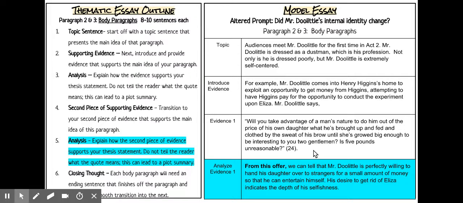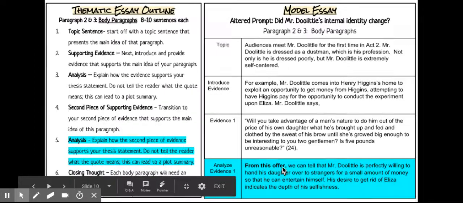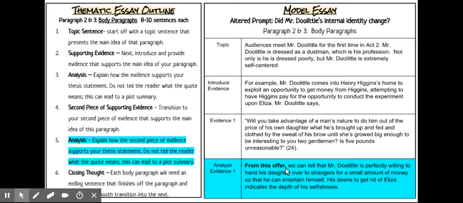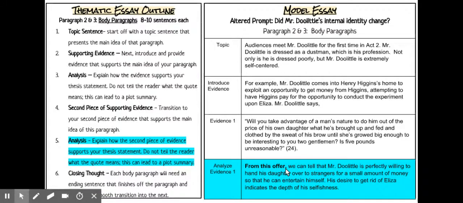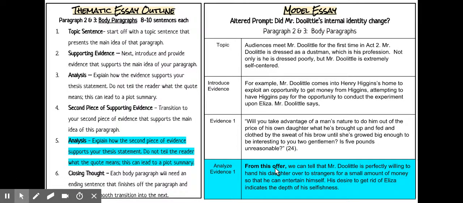After your evidence comes what I feel to be the most important yet challenging part, which is the analysis. Take a look at your evidence, and now, so what? What does this mean to you? You need to prove how your evidence supports your claim. First things first, you always need to make sure you start with a transition. Use your blue reference sheet that has transitions in it to make sure that you start with an appropriate transition. From this offer, as you can see, this shows, this proves, those are all examples.